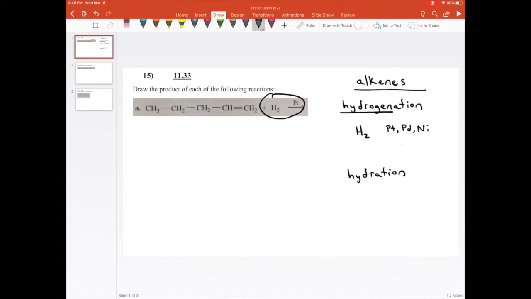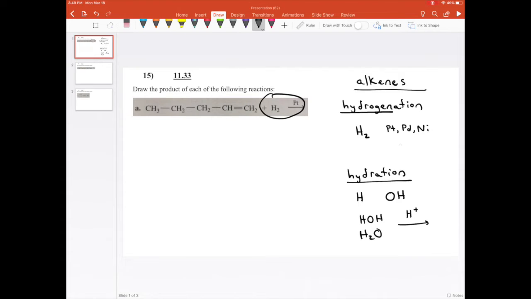The other alternative is hydration, and just like you're hydrated if you add water to your body, an alkene is hydrated if you add water. In other words, if you add H and OH. So if you see HOH or H2O, and usually you'll have an acid catalyst. If you see an H plus written over the arrow, that means it's an acid catalyst. It just helps the reaction happen faster. That means you have hydration.